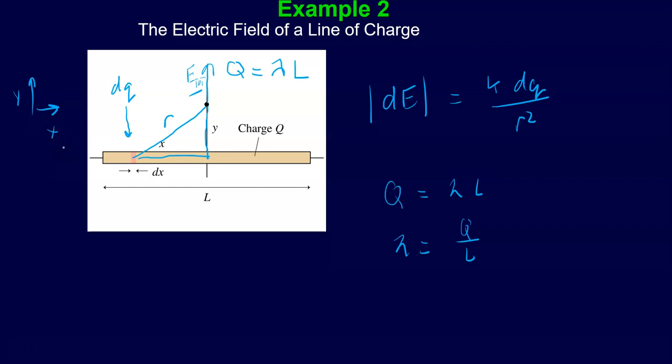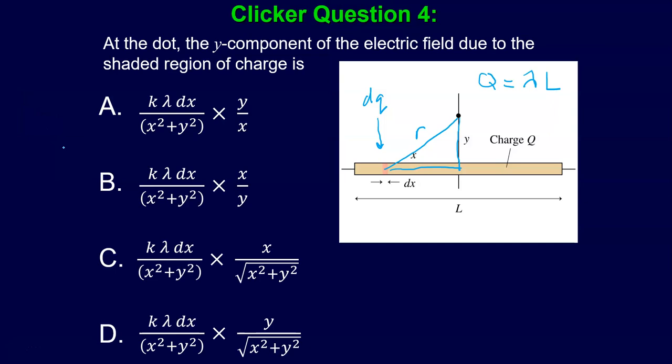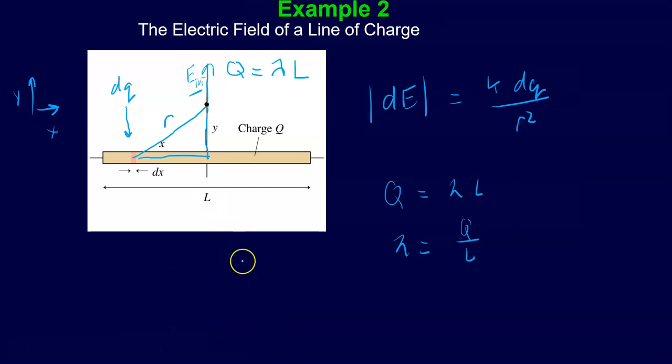So the question I'm going to give you guys, I want you to work on this before active time. This is a hard one, so we'll probably spend a good part of active time talking about it this week. This will be your PCQ here. They say, okay, at the dot, the Y component of the electric field due to the shaded region of the charge is what?